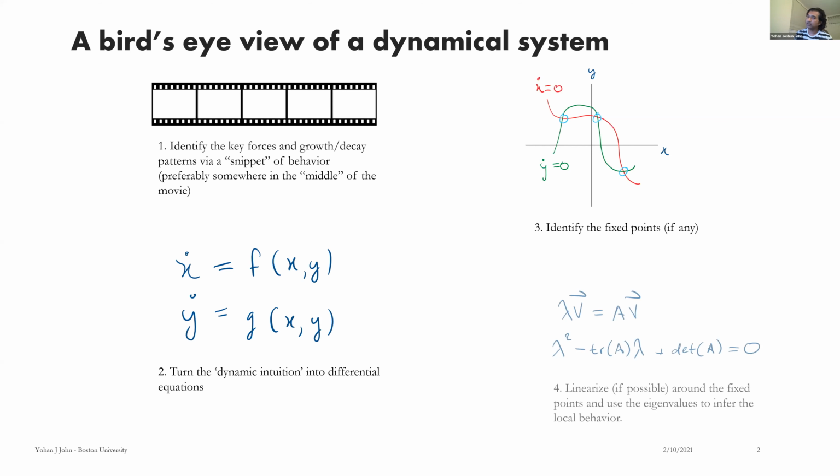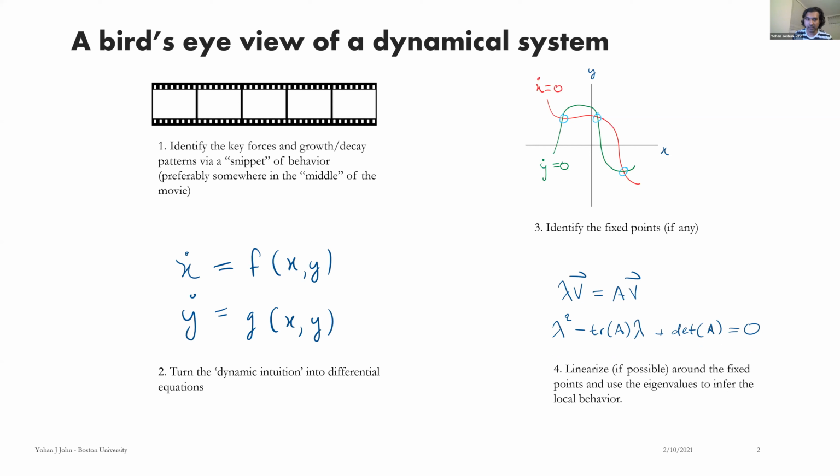And then, if possible, we try to linearize, which is what Karthik was explaining last time, around the fixed points if they are well behaved. We can talk about what that means, but it's a little technical. And then we use the eigenvalues to infer behavior around the fixed points. And then for many systems, that will tell us qualitative behavior about the whole system once we've identified all the fixed points and done this procedure.